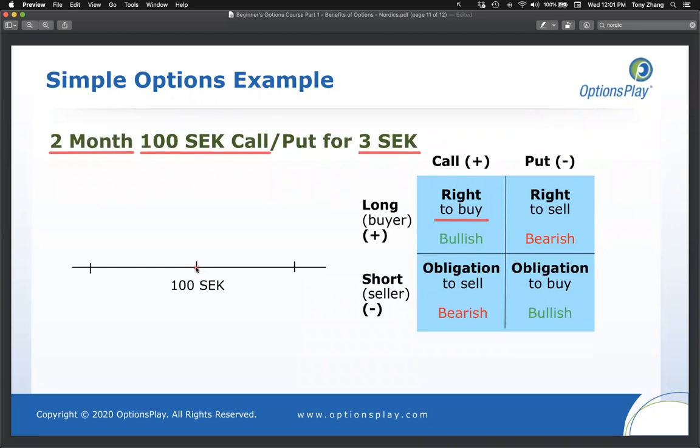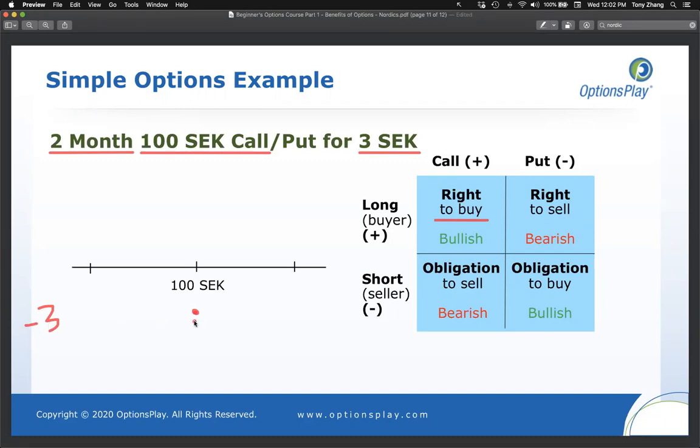However, because I paid the call seller $3 initially to get into this contract, what is my net outcome on this particular trade? Can anyone guess what my net outcome is if the stock stays exactly the same, at $100? You can type it into the chat window if you have the answer. But the answer is I've lost 3 crowns. Great, exactly. A lot of people just answered lost 3 crowns, right? Because I can buy the 100 crown stock for $100, that's worth nothing to me. But because I paid 3 crowns to get into it, guess what? I've lost 3 crowns here.